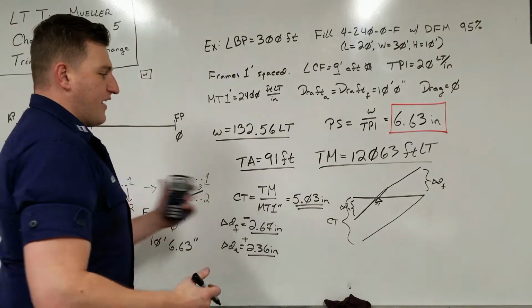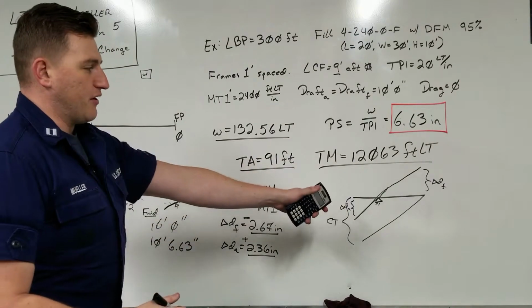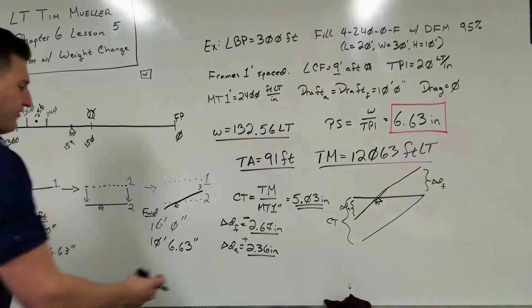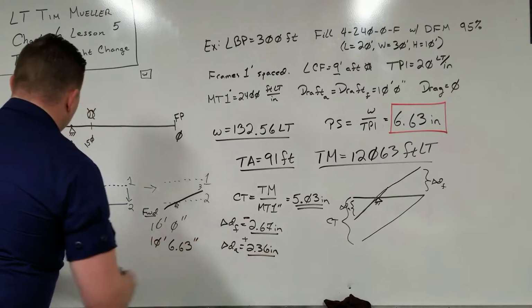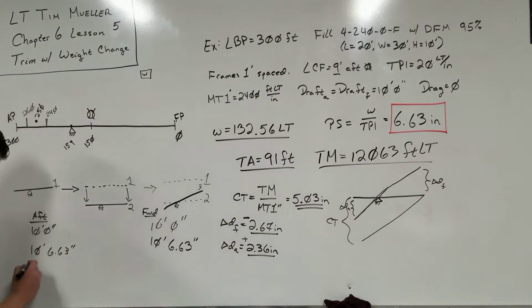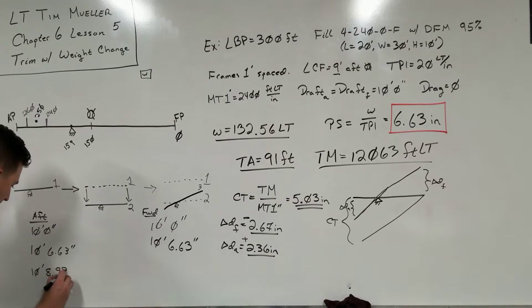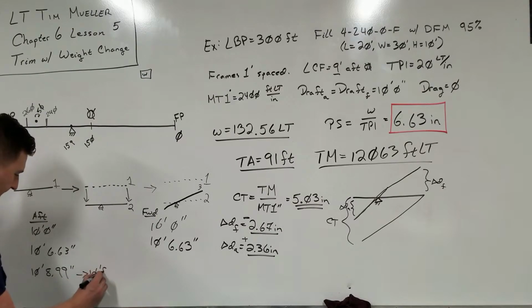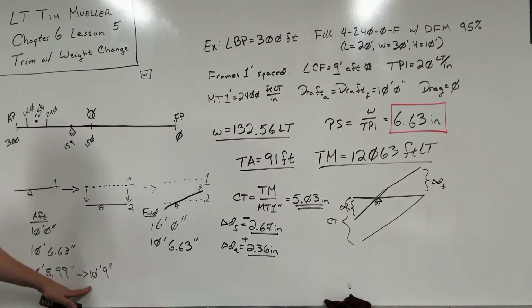So I'm going to start on the aft part because it's a little bit easier. Then I'm going to go forward. So with the aft, I just add 2.36 inches to this. So that's going to be 10 foot 8.3699 inches. So I'm just going to round that out to 10 foot 9. That's going to be my final draft for the aft.